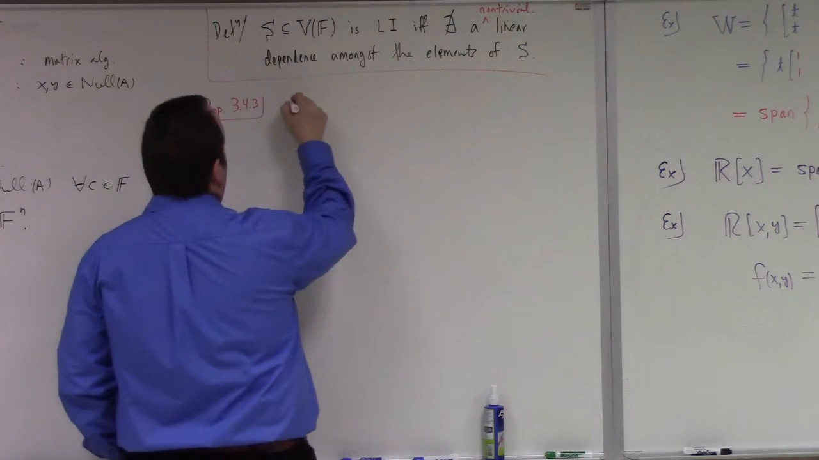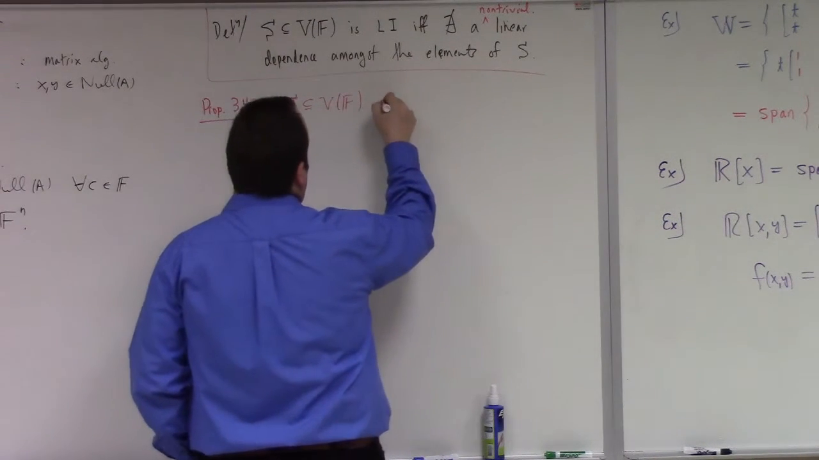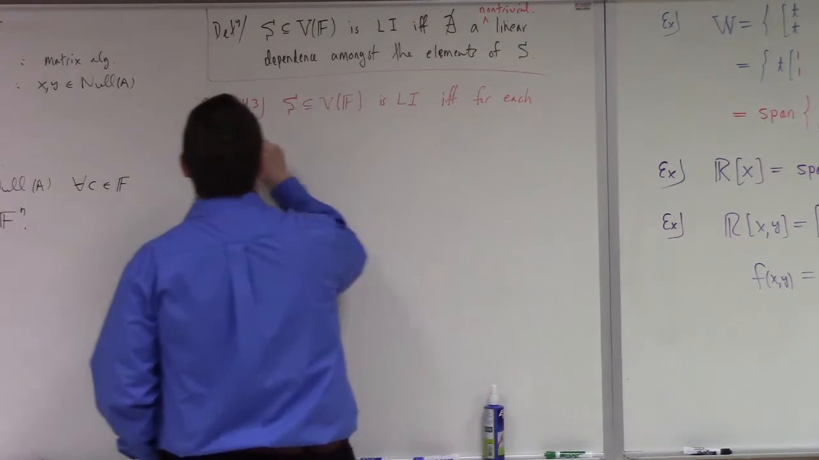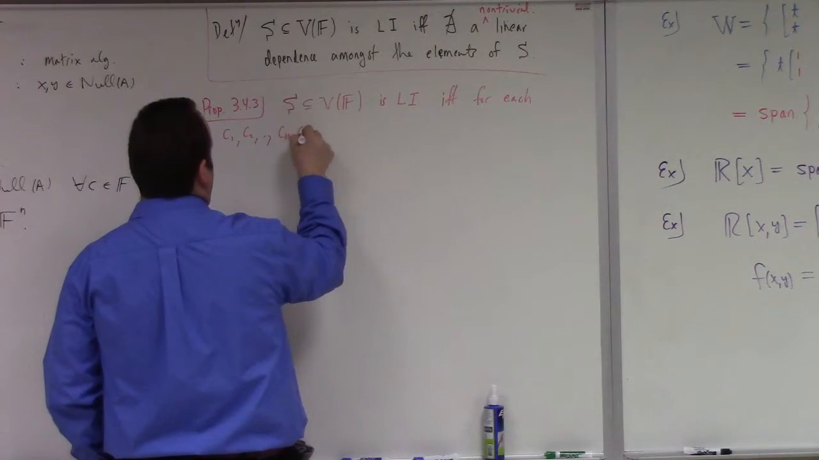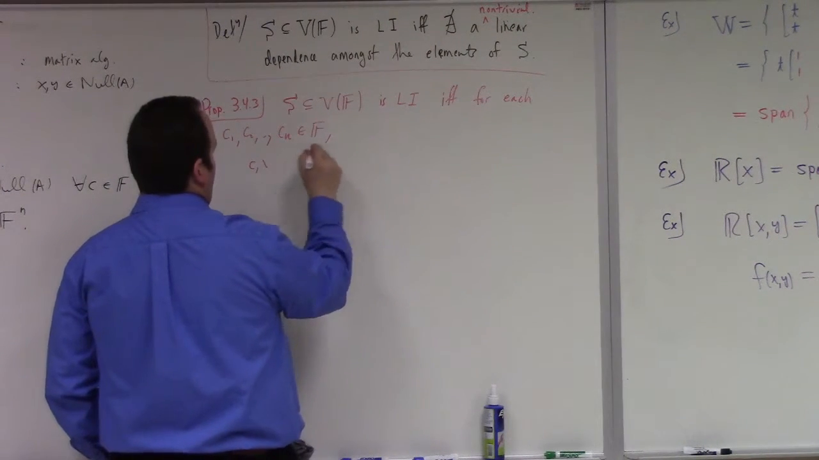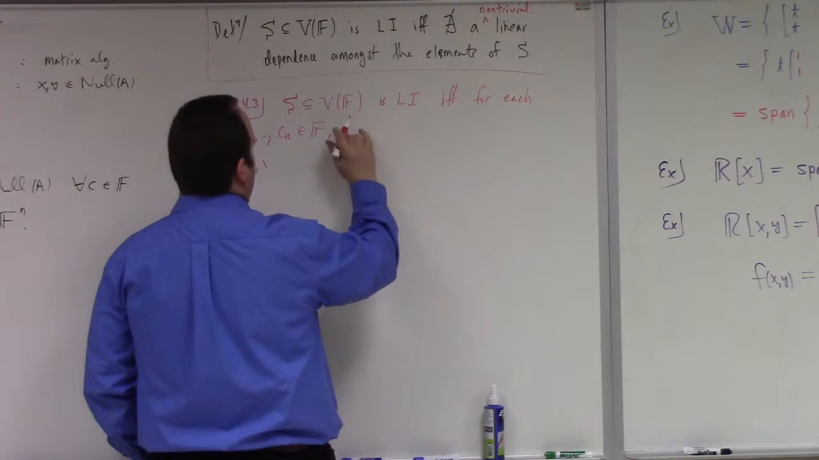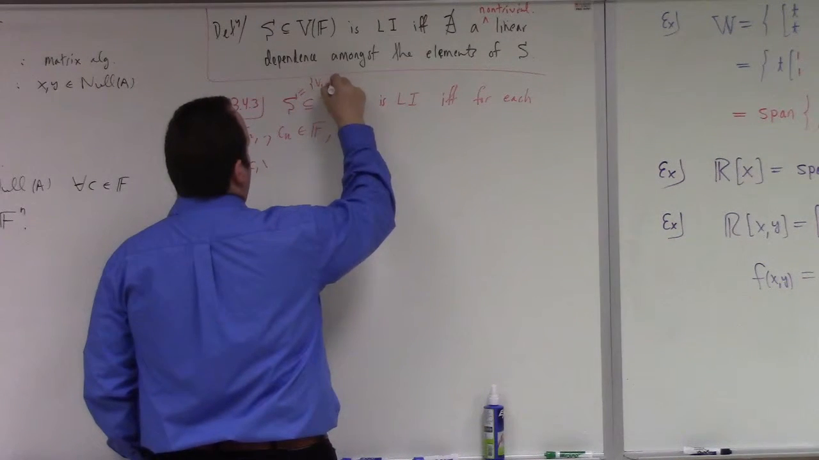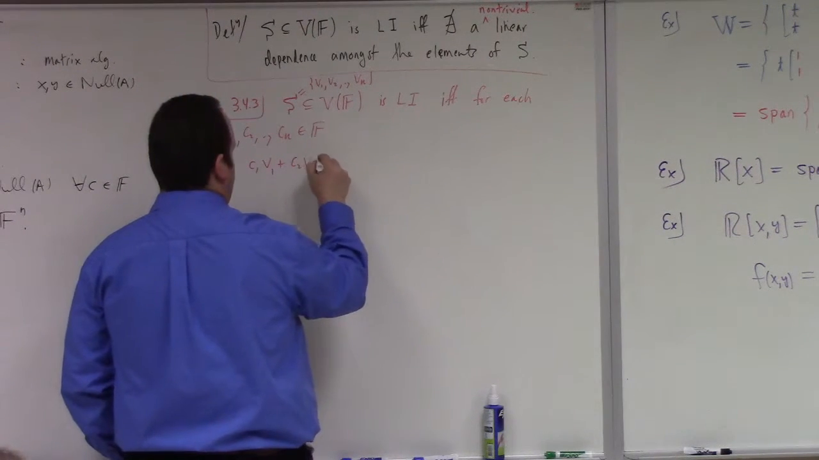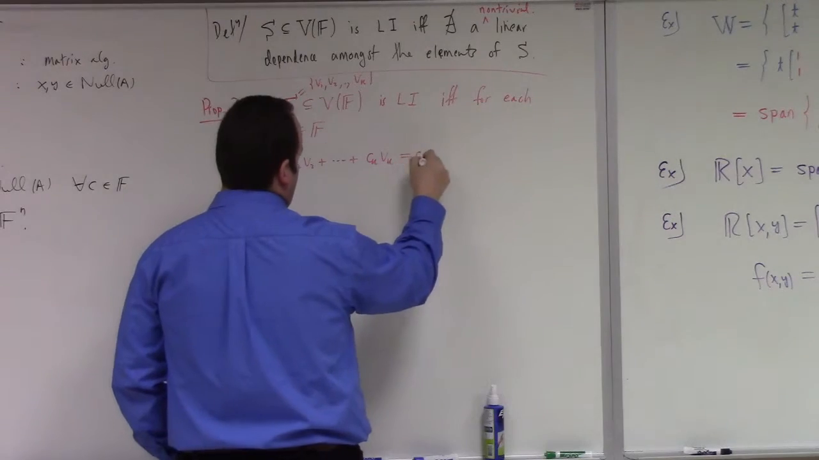And it's the following statement: S, a subset of a vector space over a field F, is linearly independent if and only if, for each set of constants c1, c2, ..., ck in F, and let's say S is equal to {v1, v2, ..., vk}, these v1 through vk being the elements of S, c1 v1 plus c2 v2 plus ... plus ck vk equals 0, right?